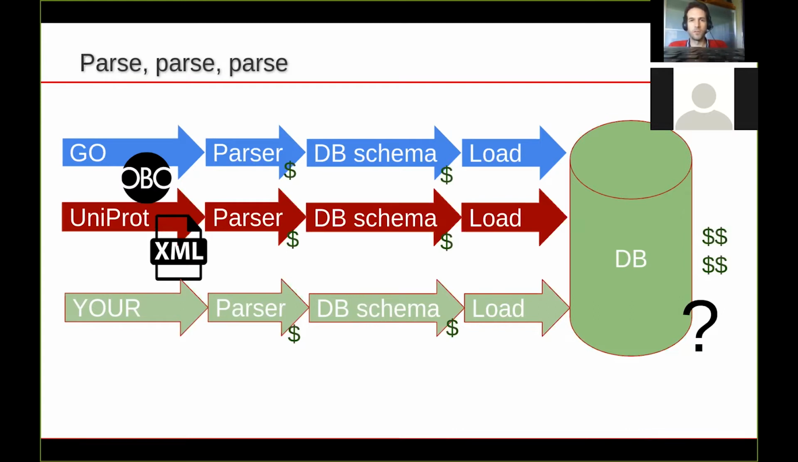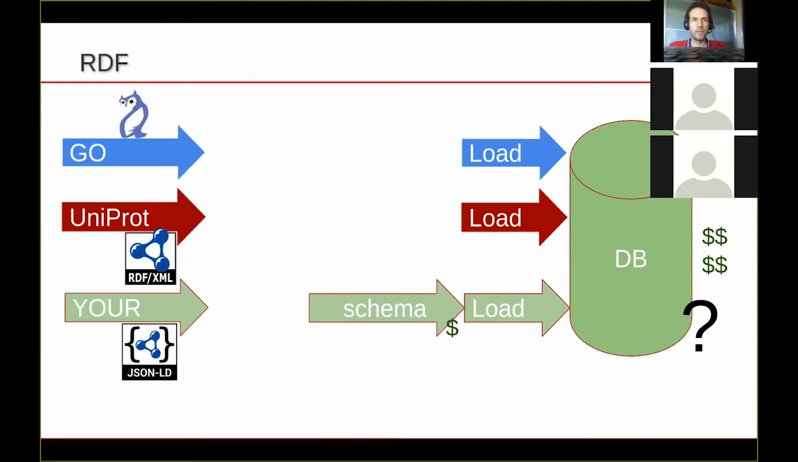Technically, these are all straightforward things. We've all done this. We've all written parsers at some point. We've made a little database schema, and we've loaded into our databases, small or big. But each of these steps costs money and doesn't change if we use MongoDB or Solr or Oracle. All of the fact that we just have to do a certain amount of work costs. Now in the RDF world, it's slightly different. GO will be in GOAL, which is an RDF serialization with some extra features. UniProt will give you RDF XML or Turtle files. Your database might give you some JSON-LD, but all of these would be RDF.